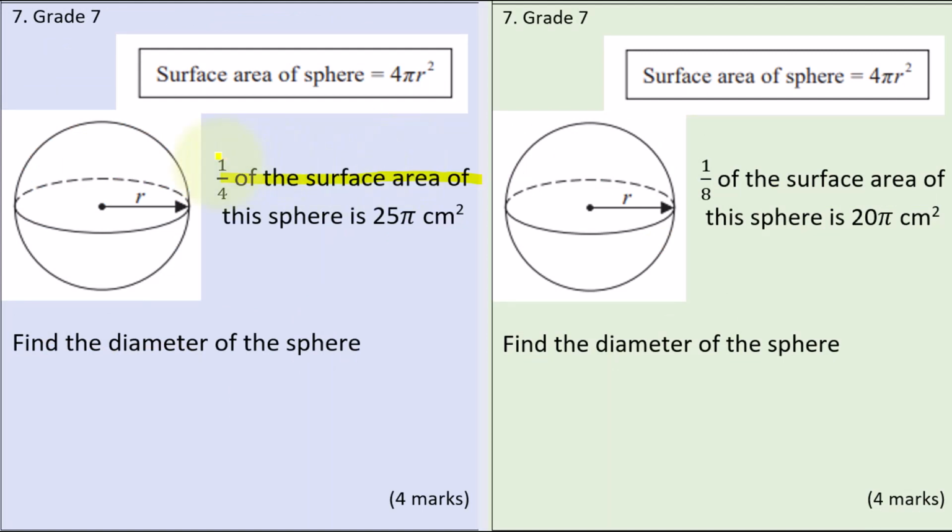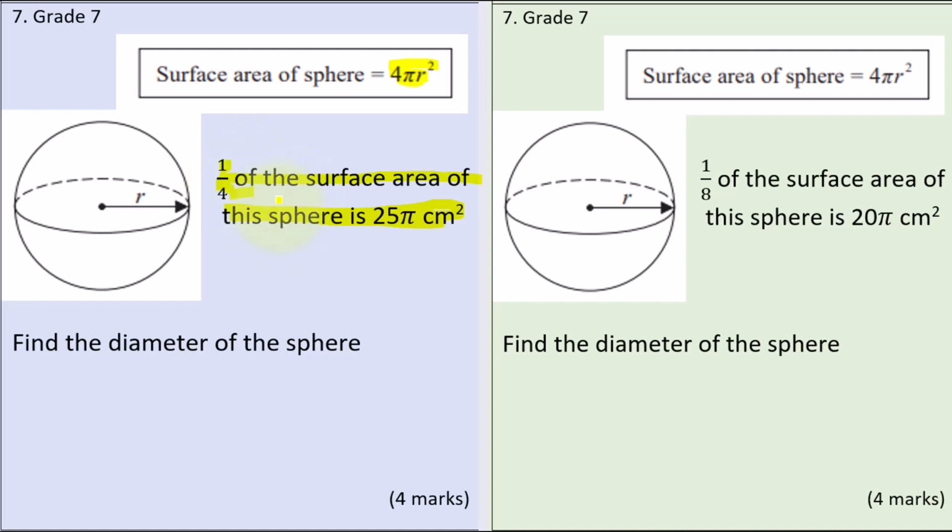Now Year 11, we are not getting the mark for these types of questions, and it just requires a little bit of algebraic manipulation, and it's easier than you think. So let's see, a quarter of the surface area of this sphere is 25 pi centimeters squared. And here's the formula for the surface area.